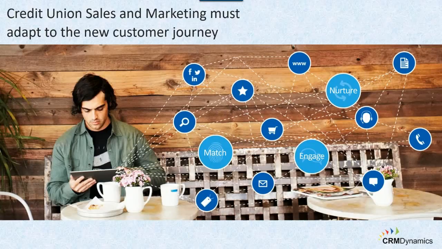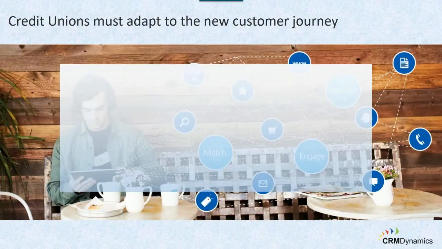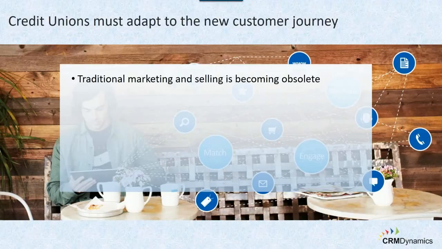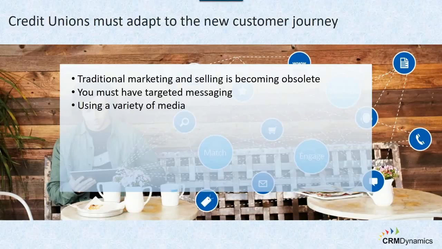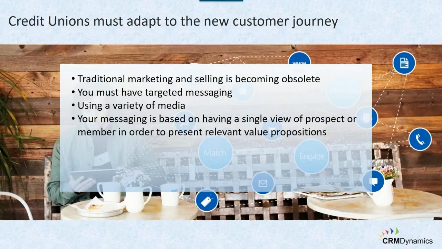All right, so here is a chart that shows the integration of the various pieces. So another way to look at that. Adapting to the new customer journey. So traditional marketing and selling is becoming obsolete, right? So the outbound letter campaigns and just waiting for people to walk through the door is no longer sufficient. So you need targeted messaging, and you need to use a variety of media, and especially the electronic media.